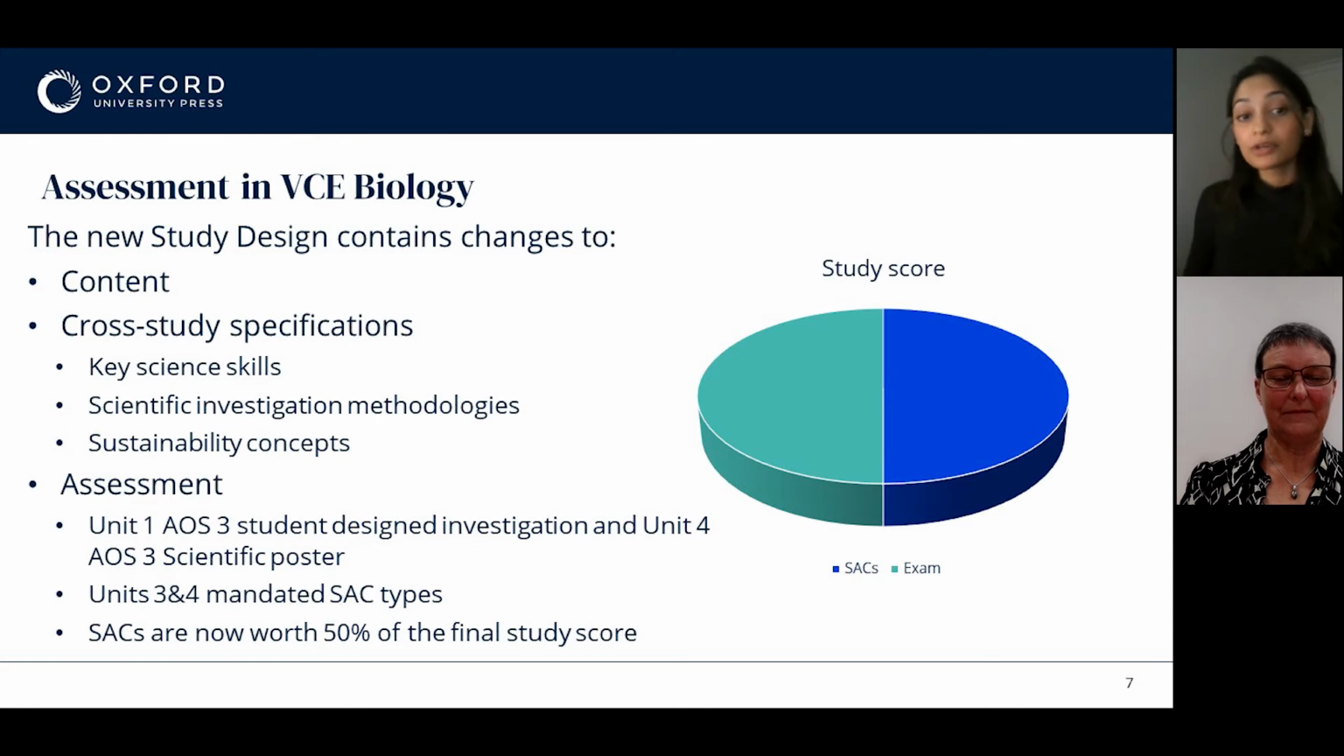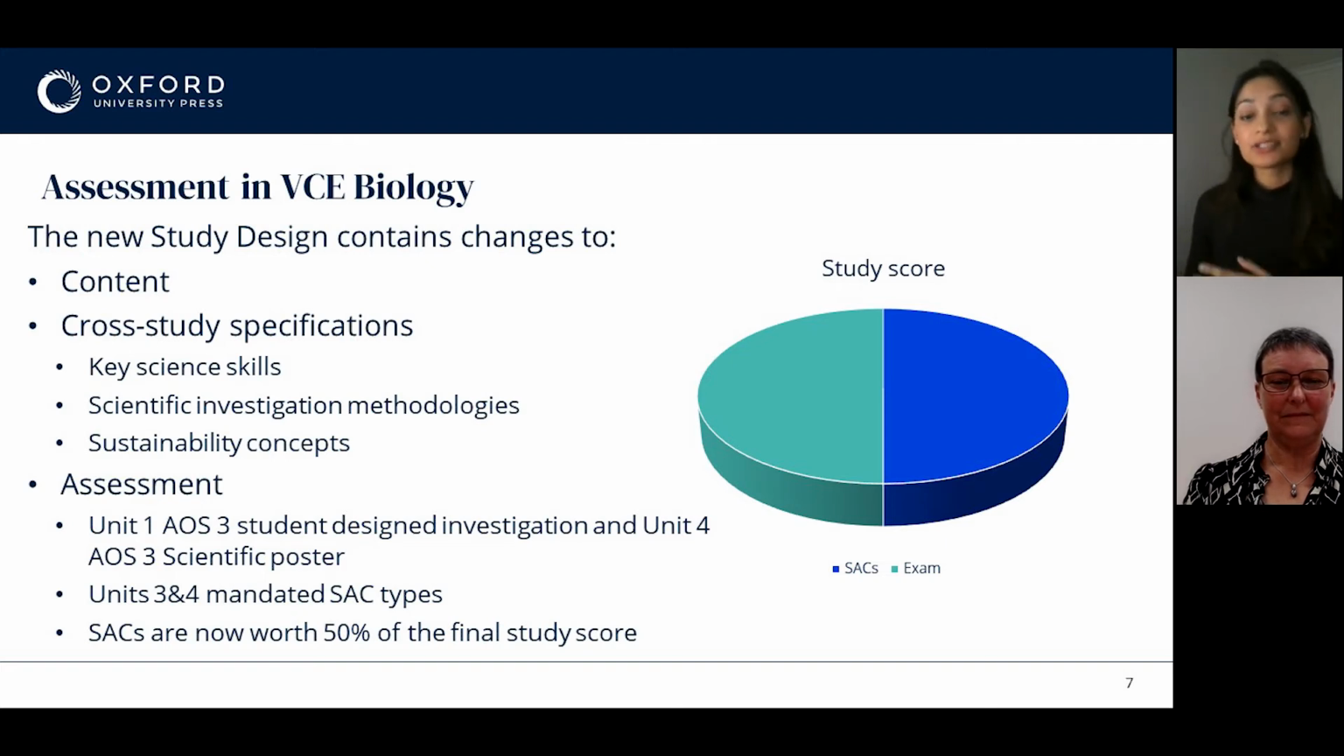Okay. We've also got a greater emphasis and integration of the cross-study specifications, including key science skills, the new scientific investigation methodologies, and sustainability concepts. So there is now that expectation that students will be able to apply understanding of these cross-study specifications to content knowledge. So it wouldn't be unusual for a student to have to provide an ethical assessment of a concept covered in the key knowledge. So something like selective breeding or GMOs or stem cells, anything like that. And of course, there is that evaluation of a bioethical issue in outcome 3 of Unit 2.